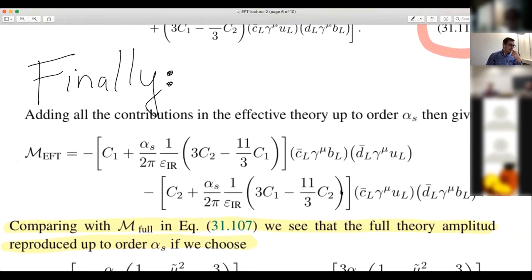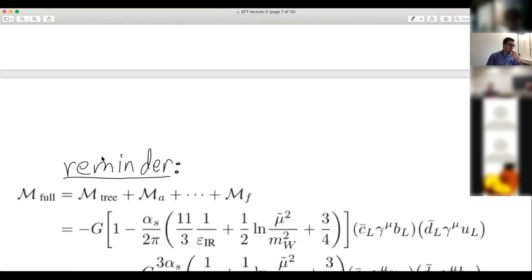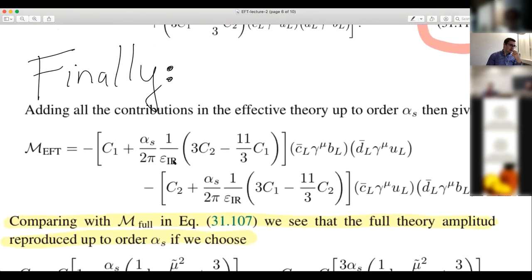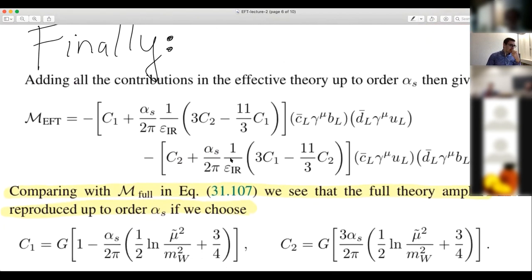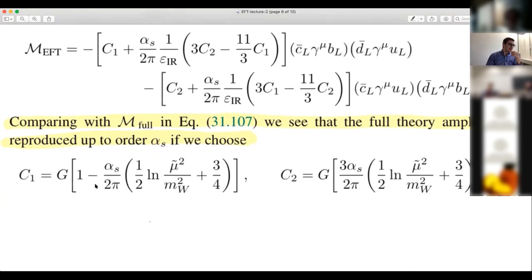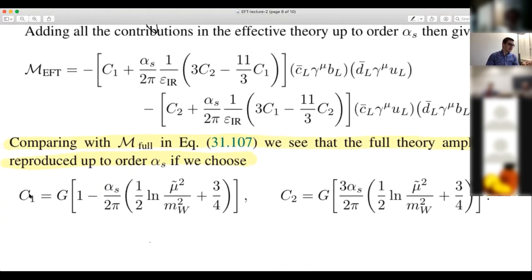So now you can see both results, I hope I put them together. So this is the full result. And this is the EFT result. Both results have infrared singularity. Okay. But the point is that we can choose Wilson coefficients C1 and C2. So when we match the two, we say they are equal. The matching means that this matrix element is equal to the other one. And then we figure out what the Wilson coefficients are, C1 and C2.